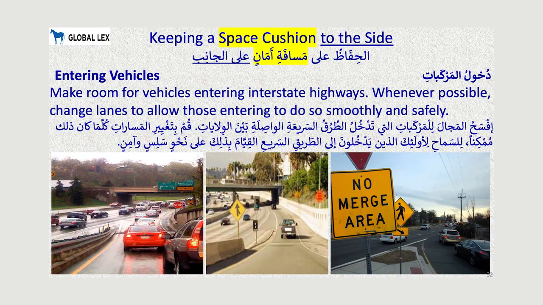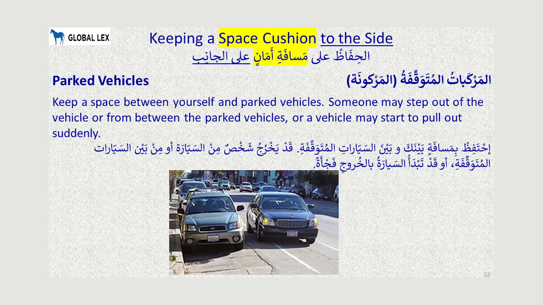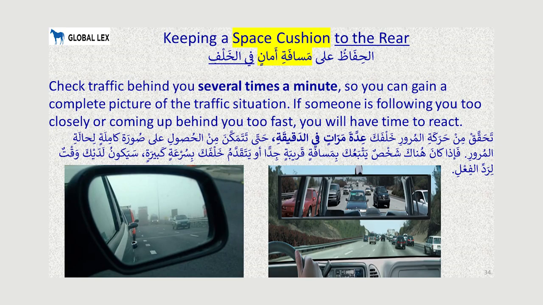Entering vehicles. Make room for vehicles entering interstate highways. Whenever possible, change lanes to allow those entering to do so smoothly and safely. Parked vehicles. Keep a space between yourself and parked vehicles. Someone may step out of the vehicle or from between the parked vehicles, or a vehicle may start to pull out suddenly.